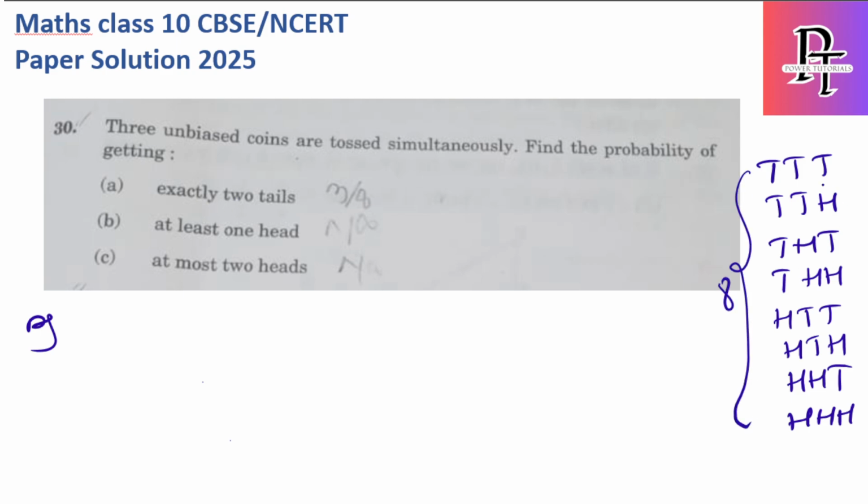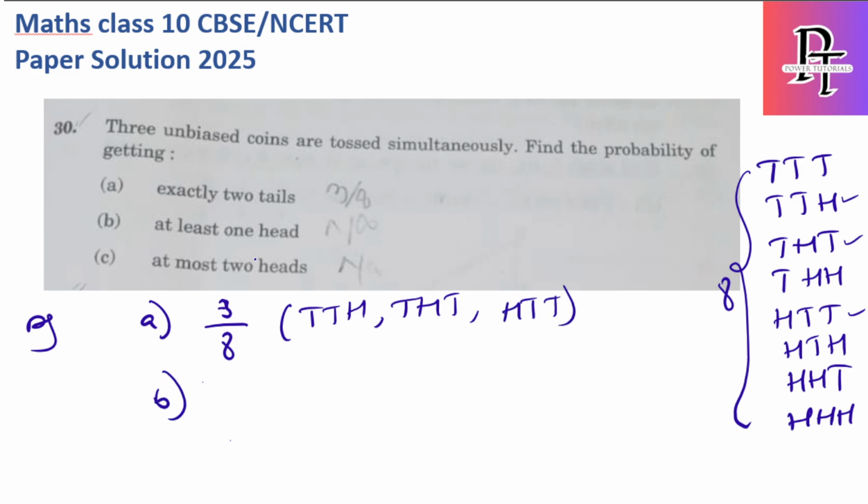Exactly 2 tails. So exactly 2, how many are present? This one, this one, this one. Okay, only 3 are present. So the first answer is winning cases 3, total 8. You can also mention what are those 3 here. It is TTH, THT, HTT. What about second? At least one head. So you can have one head, two heads or three heads.